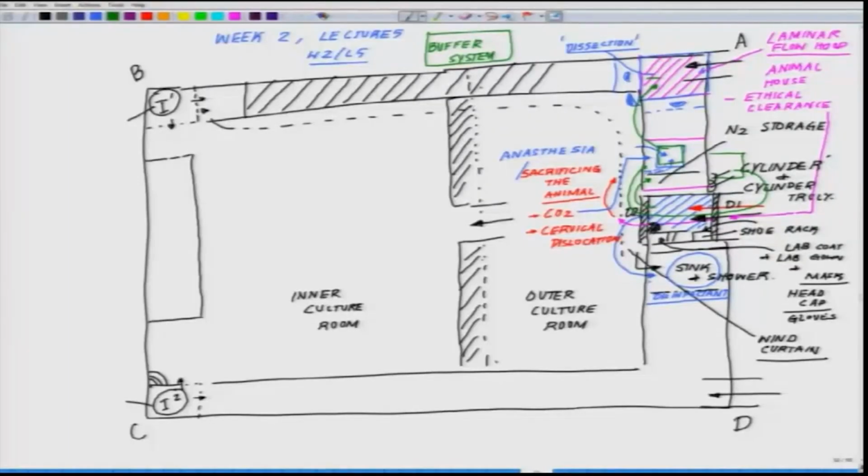So, out here inside this laminar flow hood, you may prefer to have a permanent location for a dissecting microscope.